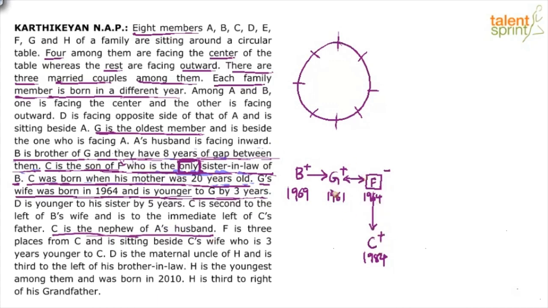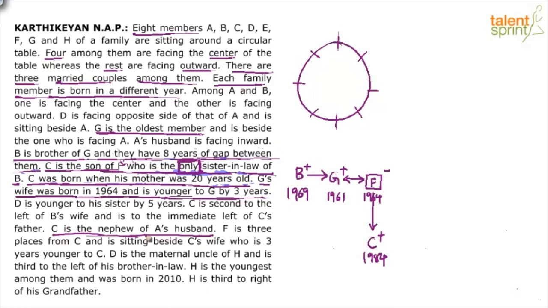Now, C is the son of G and F. That means B's sibling G, G's son C. So basically, if you see, the relationship of nephew and uncle is between B and C. C is the nephew of which person here? C is the son of G and F. G and F are the parents. B is the uncle for C. So B's nephew, B's brother's son. Your brother's son is your nephew. So C is the nephew for B.